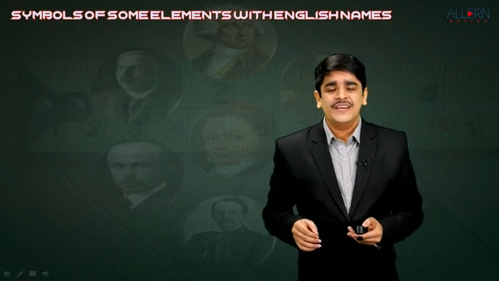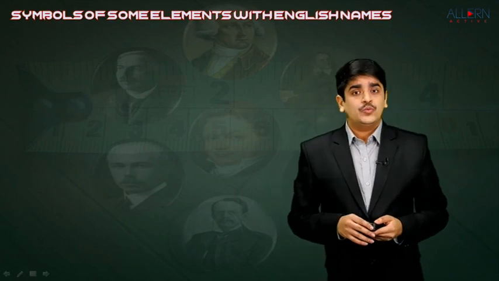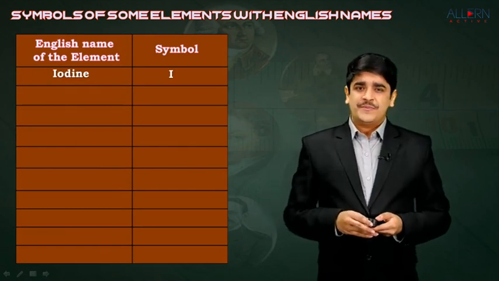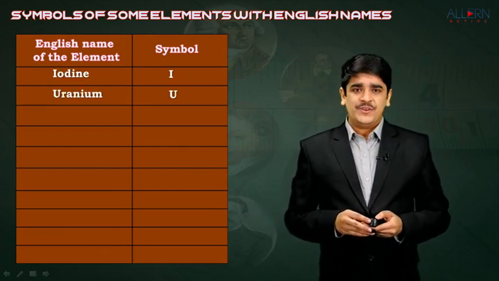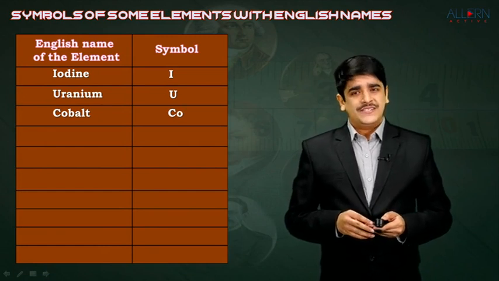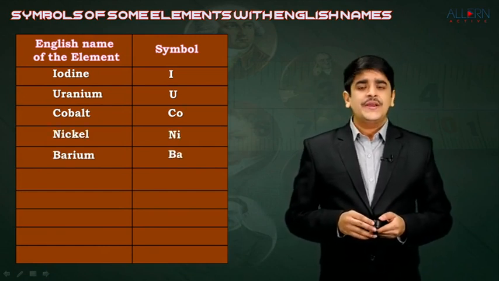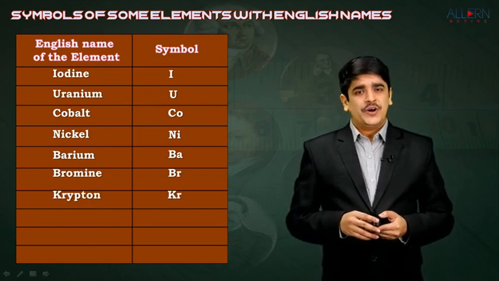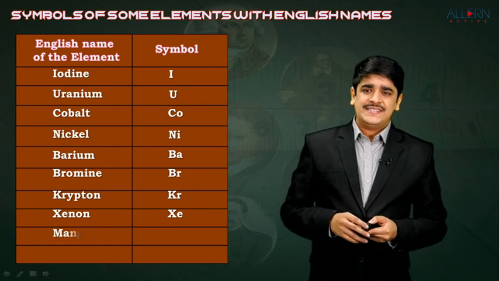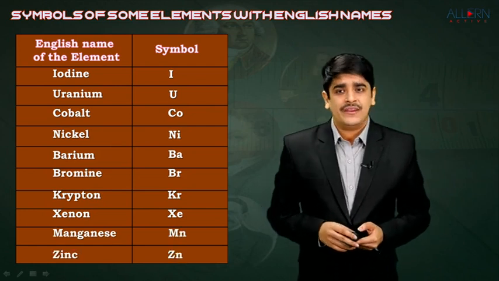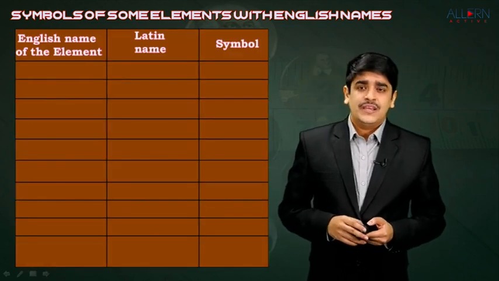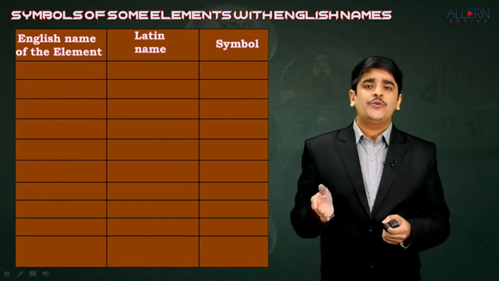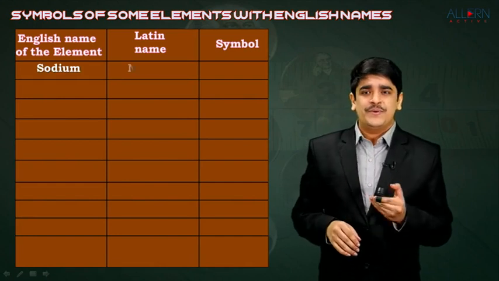Okay, moving on. I am going to give you symbols of some elements with their English names. Have a look. Name of the element is iodine. Symbol will be I. Uranium will be U. Cobalt, Co. Nickel, Ni. Barium, Ba. Bromine, Br. Krypton, Kr. Xenon, Xe. Manganese, Mn. Zinc, Zn. In a similar manner, what we could do is take the English name. If the English name is not working out, you go to the Latin name and therefore you derive the symbol.